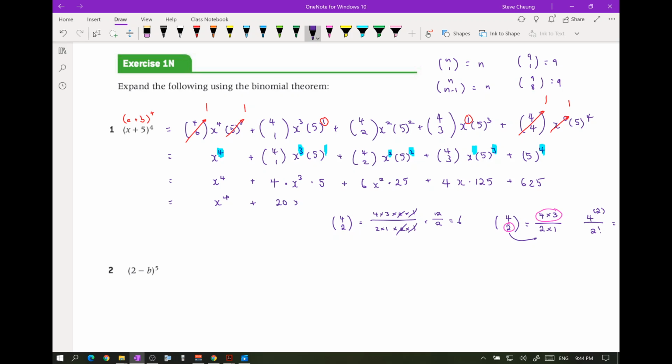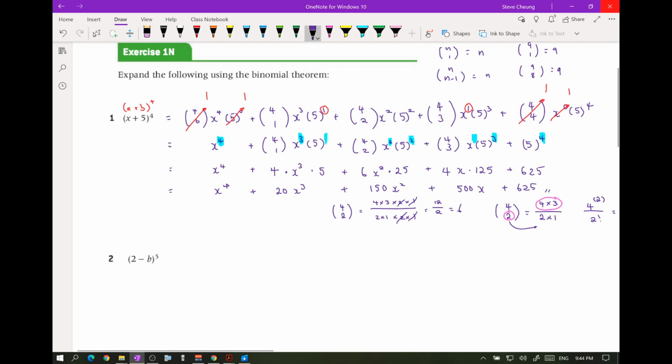This will be 20,150,500,625. That's the final answer. Okay, it seems like a lot of work at the beginning, but now I'm going to do it much more efficiently.